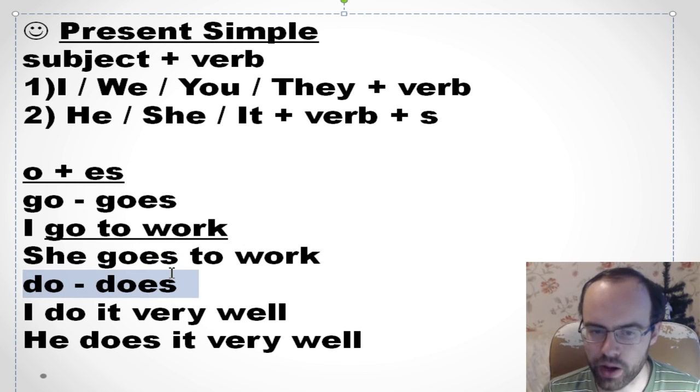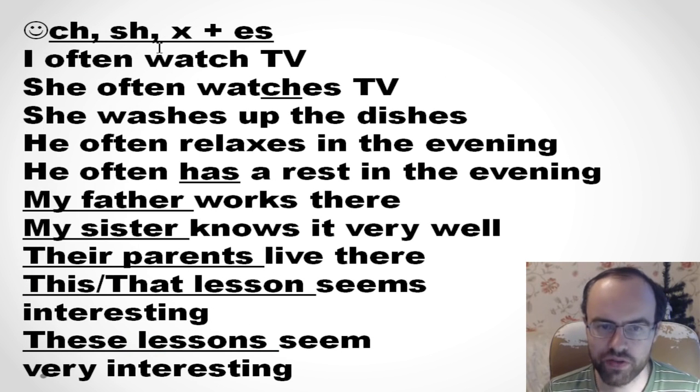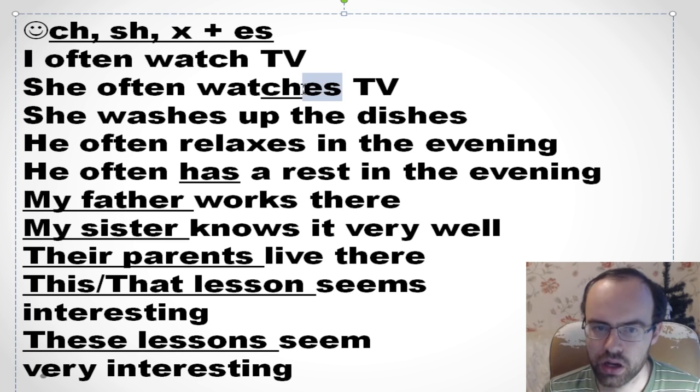I do it very well. He does it. He does it very well. Okay? If you have these combinations of sounds, ch, sh, x, you also add es. Look, I often watch TV, but she often watches TV. She washes up the dishes. He often relaxes in the evening. He often has a rest in the evening.